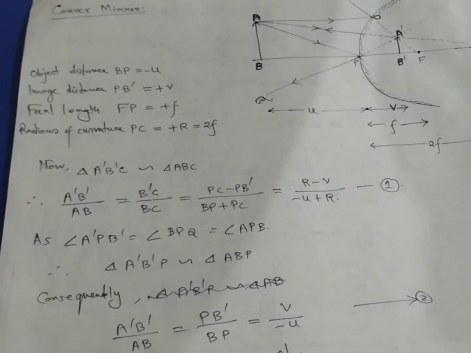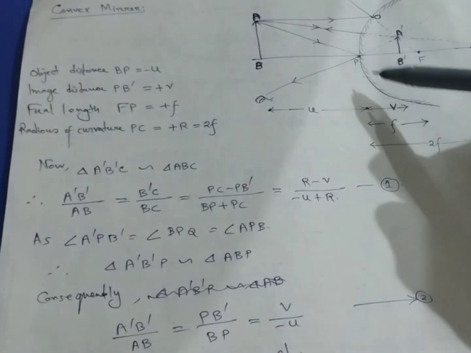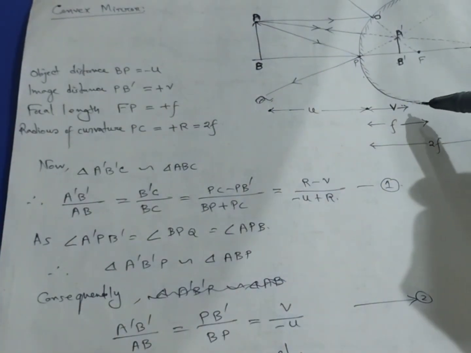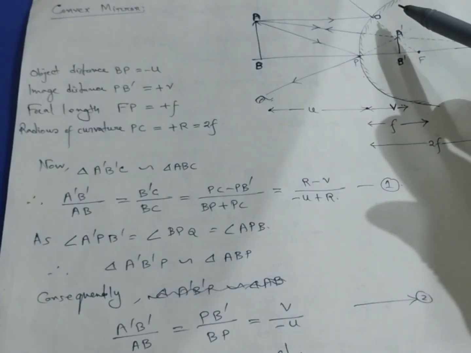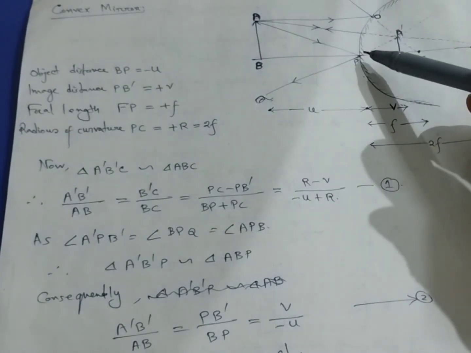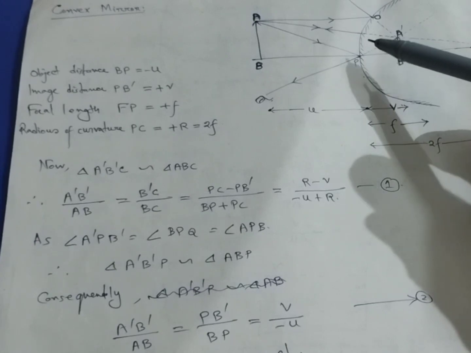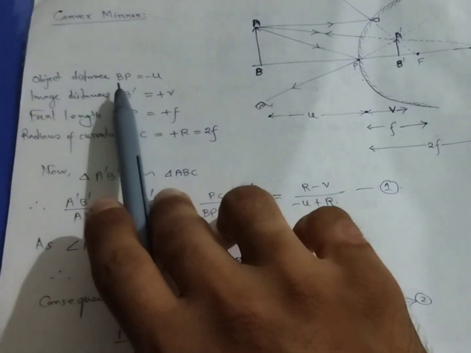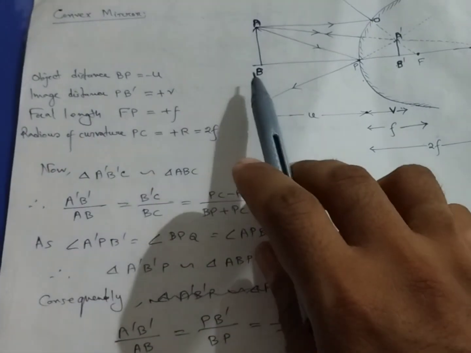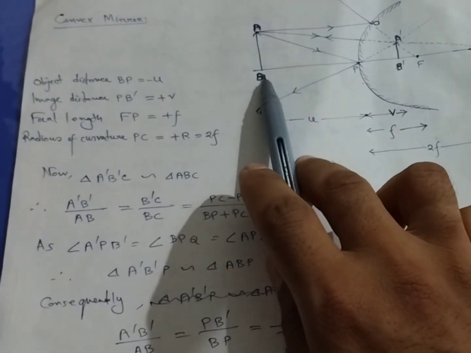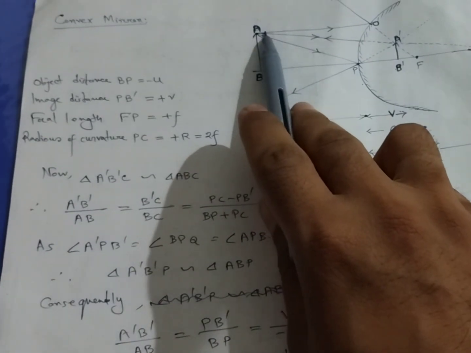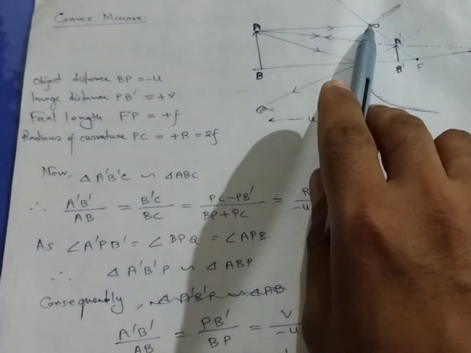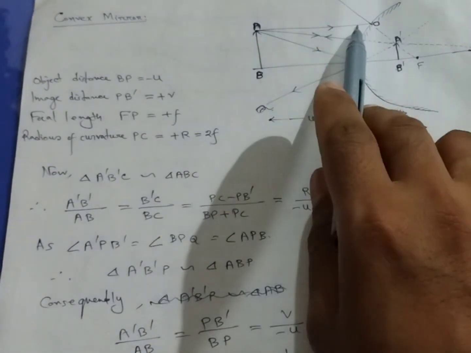Today we will discuss the topic convex mirror. This is a convex mirror, where the reflecting surface is facing outwards. In the convex mirror, the object distance PB is equal to minus u. Why do we write minus u? Because the ray from the object AB is incident on the mirror, the convex mirror.